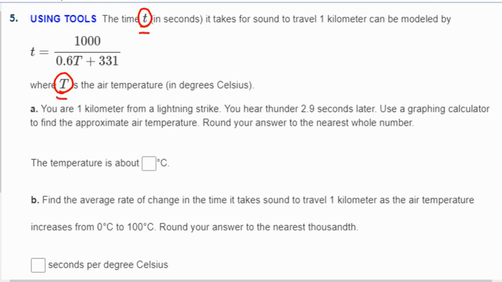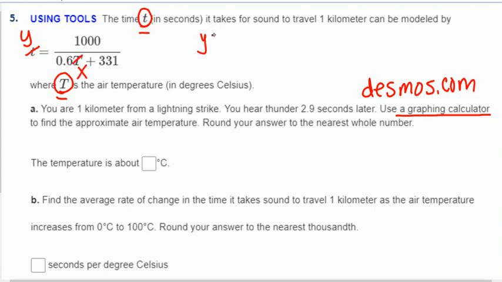You are 1 kilometer away from a lightning strike, and you hear the thunder 2.9 seconds later. Use a graphing calculator to approximate the air temperature. Round your answer to the nearest whole number. So what you actually want to do is use a graphing calculator. So go to desmos.com and you're going to type in, but you're going to replace t with y and this T with x. Okay, so you're going to find that y is now the time and x is now the temperature.